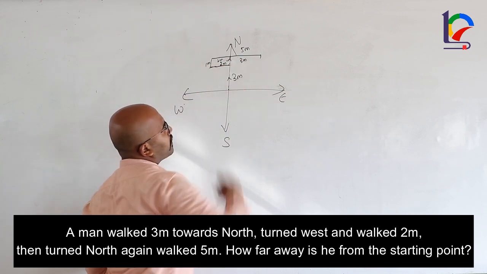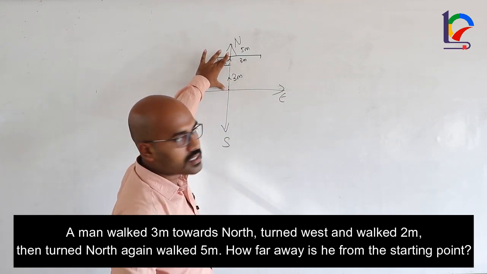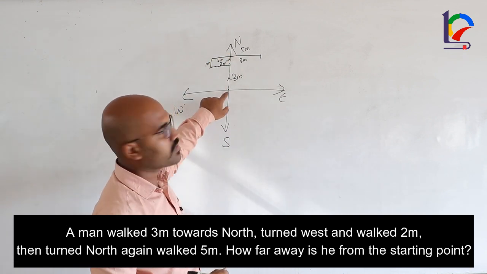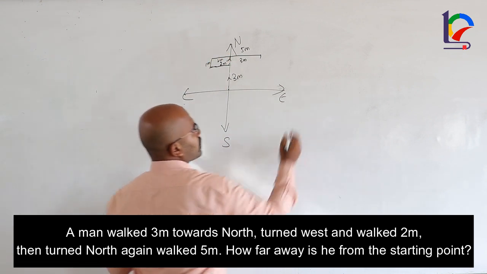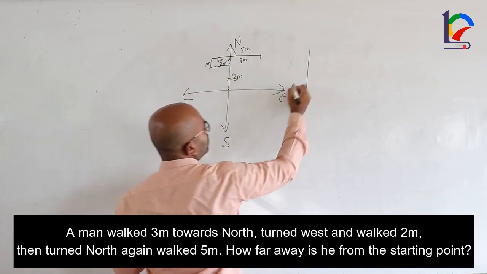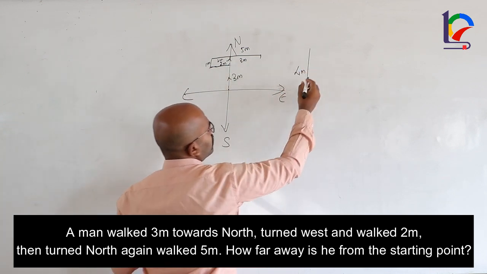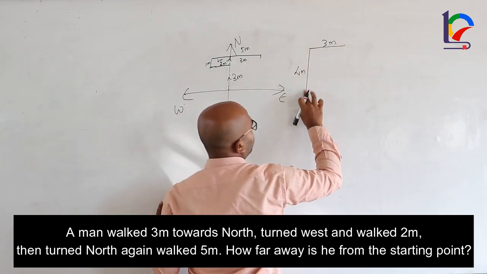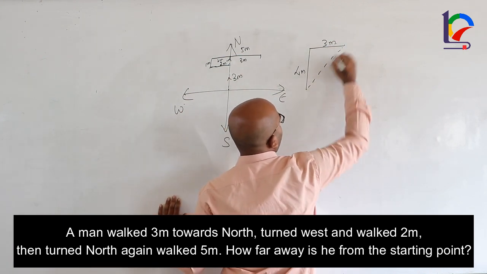This will also be 1 meter. The complete distance here is 4. What we need to find is the distance from the starting point. So this is 4 meters. This is 3 meters. So we need to find this distance.